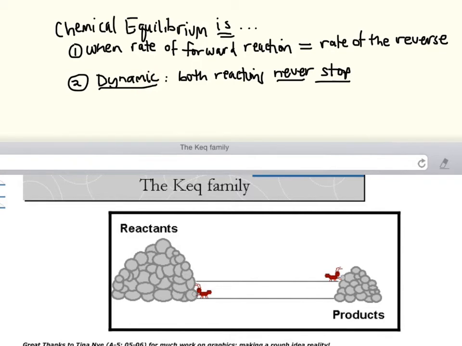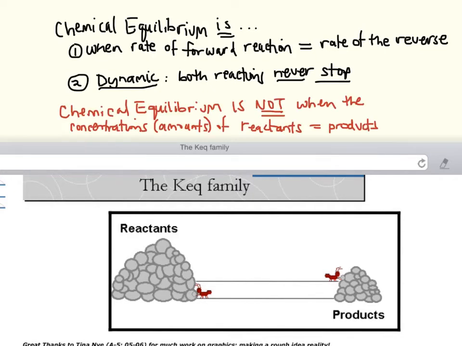Dynamic just means that it never stops. Both reactions, if you leave it alone in a closed environment, will just keep going forever. So it's not like they go until they get to a certain point and then stop. They just keep going, just like these two ants.